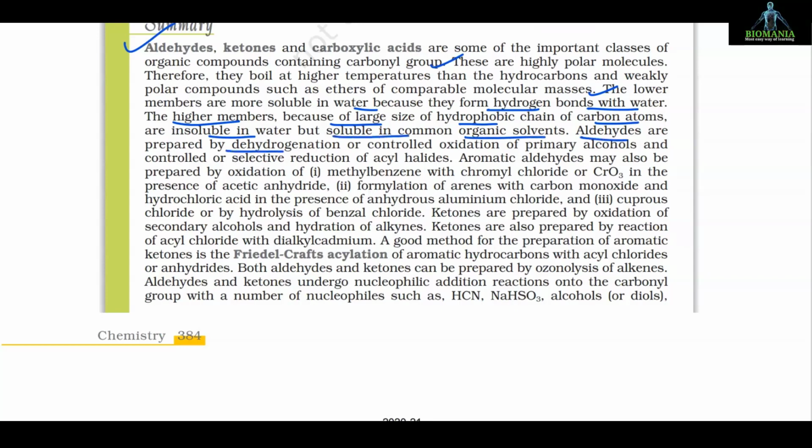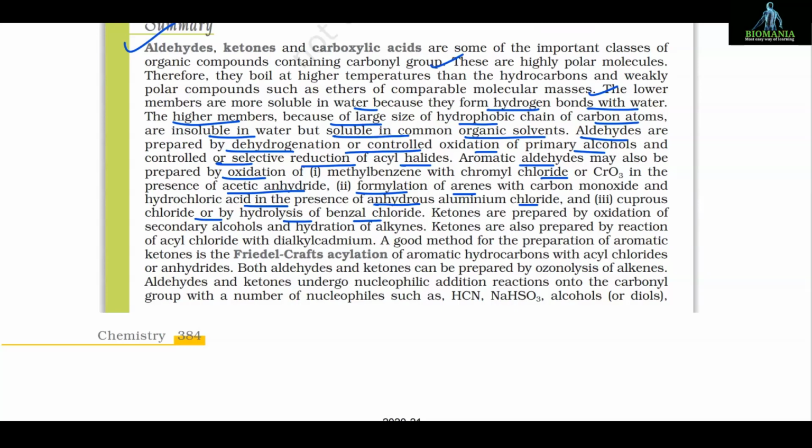Aldehydes are prepared by dehydrogenation or controlled oxidation of primary alcohols and controlled or selective reduction of acyl halides. Aromatic aldehydes may also be prepared by oxidation of methylbenzene with chromyl chloride or CrO3 in the presence of acetic anhydride; by formylation of arenes with carbon monoxide and hydrochloric acid in the presence of anhydrous aluminum chloride and cuprous chloride; or by hydrolysis of benzal chloride.